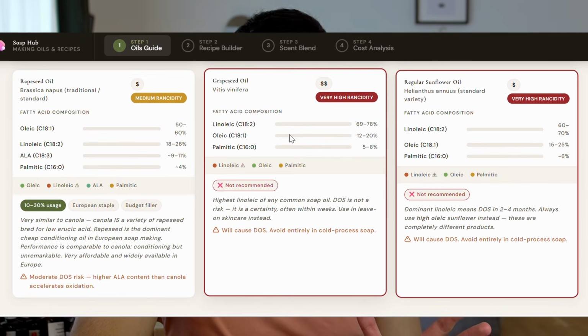First of all, grapeseed oil. I hear this a lot. People tell me, can I make soap with grapeseed oil? When we look at the fatty acid composition, grapeseed oil has a linoleic acid concentration of 69 to 78%. This is what you need to pay attention to. Linoleic acid is the acid that is very prone to oxidation.